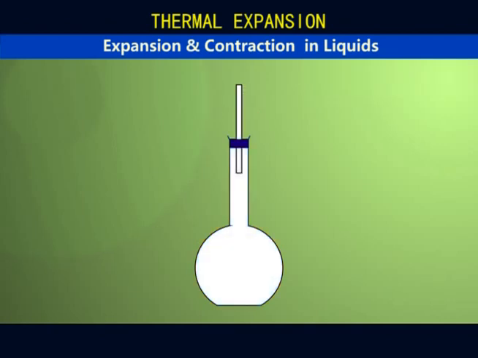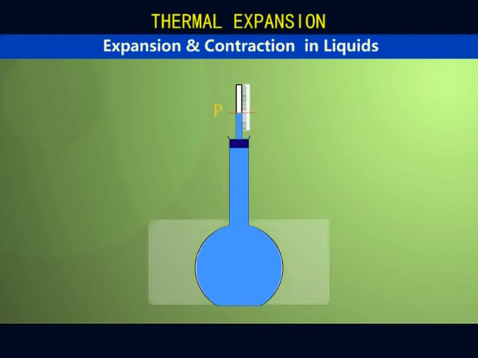We take a flat-bottomed flask having a capillary tube fixed at its mouth with the help of a cork. We fill it with a colored liquid such that the level of the liquid is at point P on the scale. We place the flask in a metal trough, pour water in the trough and heat it till it starts to boil. We observe that the level of the liquid in the capillary tube first falls to point Q. After some time, the liquid level starts rising and surpasses the initial level P up to point R.